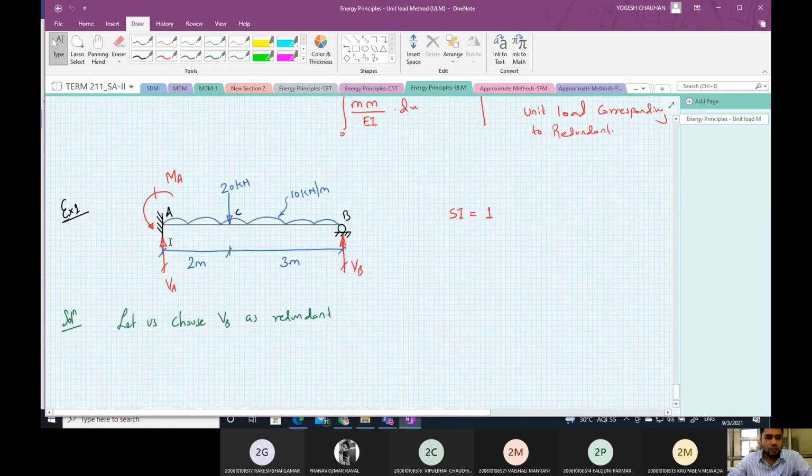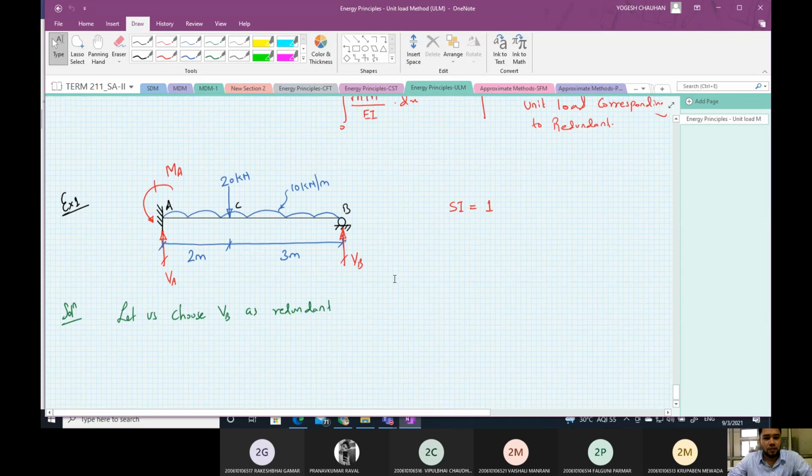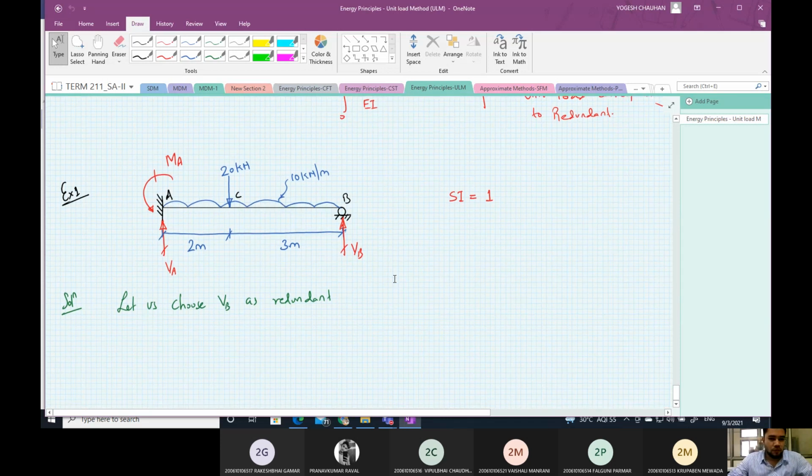To understand this, let us consider an example of a propped cantilever beam. The SI of this propped cantilever beam is 1. So, there is one extra unknown present in the member. We can choose any of these unknowns as a redundant. We can choose VB as a redundant. We can choose VA as a redundant. We can choose MA as a redundant. That is up to you to choose an appropriate redundant. In this case, we have chosen VB as redundant.